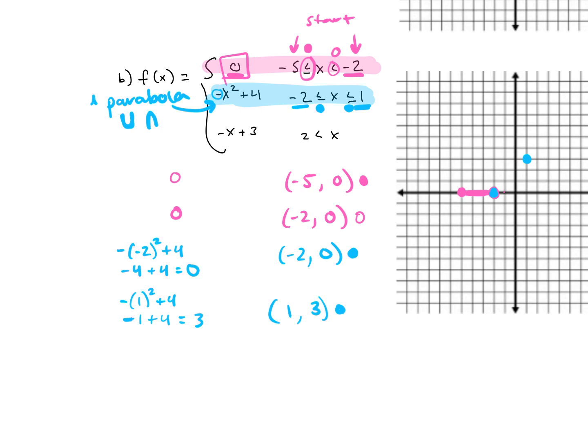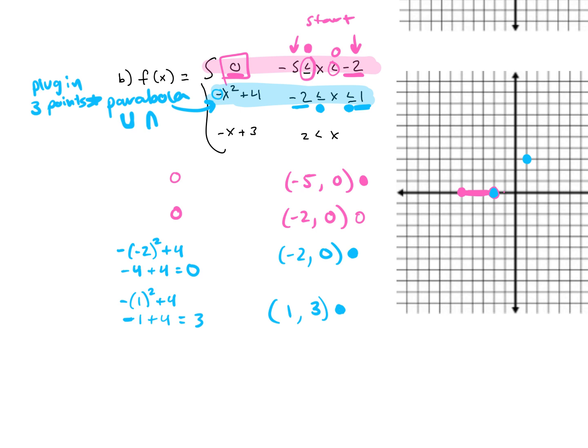So for parabolas, you always want to plug in 3 points. Parabolas are a little bit different than just a linear graph. For a line, you only need 2 points to draw a straight line through it. A parabola is not a straight line. It's got curve. So we got to know what type of curve we have. So let's pick a number in between negative 2 and 1.